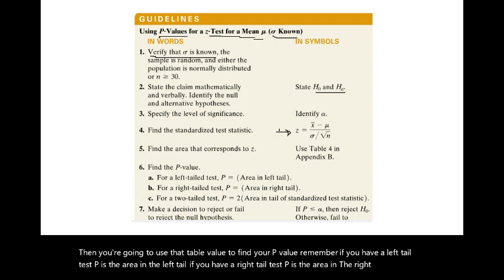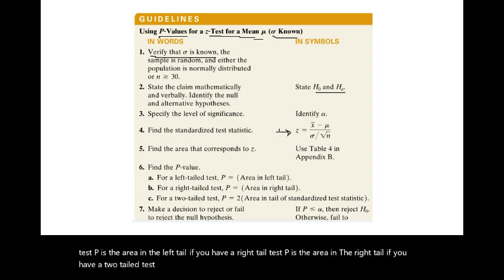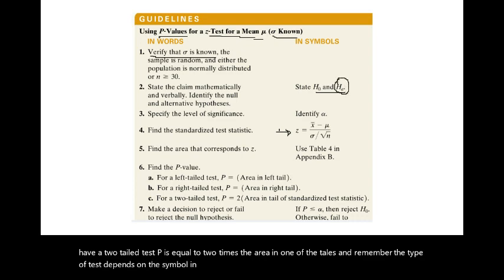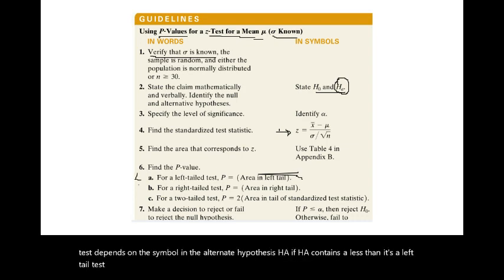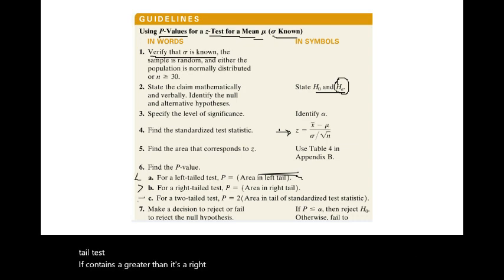If you have a two-tail test, p is equal to 2 times the area in one of the tails. And remember, the type of test depends on the symbol in the alternate hypothesis HA. If HA contains a less than, it's a left tail test. If HA contains a greater than, it's a right tail test. If HA contains not equals, it's a two-tail test.